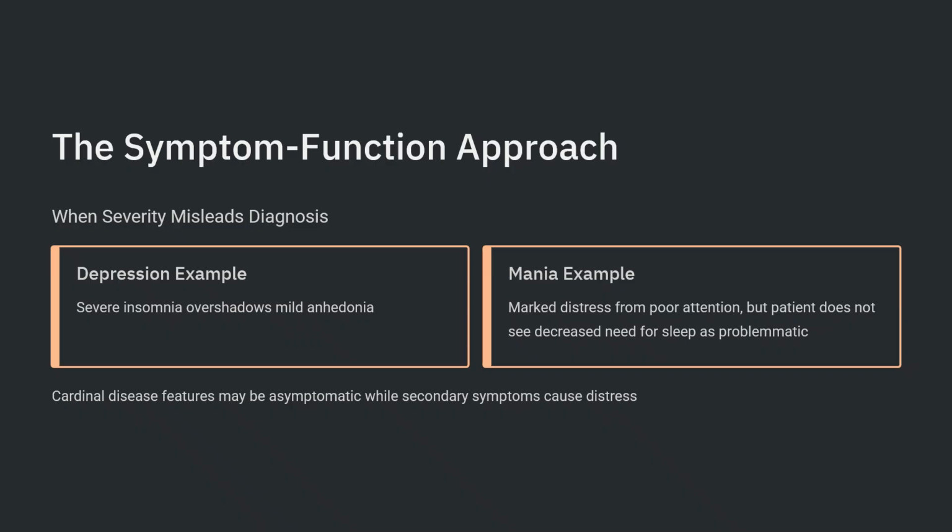If the patient has more severe depressive symptoms, the clinician tends to diagnose depression as the primary psychiatric disorder, and vice versa. Here are a couple examples illustrating limitations in the symptom-function approach in psychiatric diagnosing. For instance, when a patient emphasizes insomnia as severe, depressive symptoms may be missed. When a patient emphasizes inattention symptoms and not the decreased need for sleep, manic symptoms may be missed.